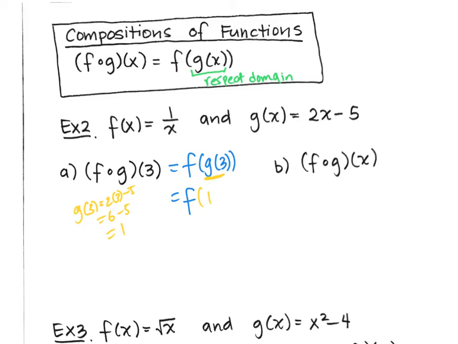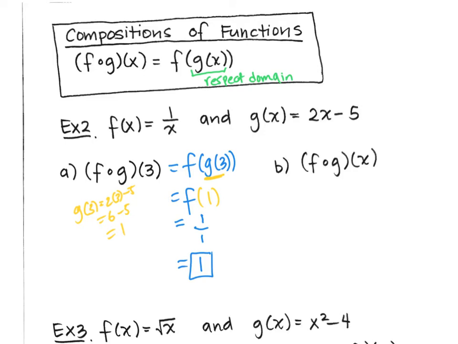So I'm going to plug 1 here. F of g of 3 is the same as f of 1. Now I'm going to take the 1 and substitute it into the f function. The f function is 1 over x, so it's going to be 1 over 1. And that's going to evaluate to 1. So f composed with g of 3 is 1.